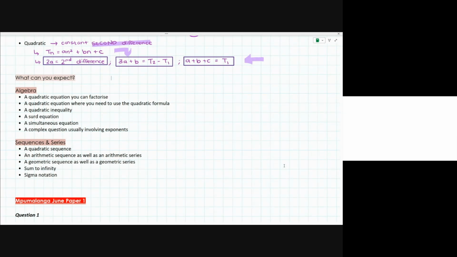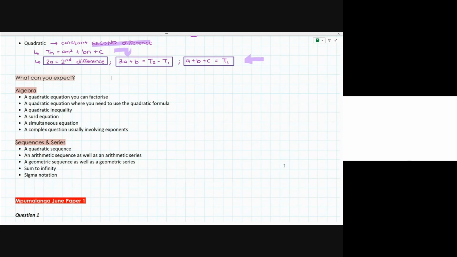You then get a quadratic inequality, a surd equation, a simultaneous equation, and a complex question that, like I've already said, generally involves exponents. Your sequences and series question is generally going to be a quadratic sequence by itself, an arithmetic sequence as well as an arithmetic series. Sometimes they're a combined question, sometimes they're separate. Geometric sequence as well as a geometric series. Again, sometimes combined, sometimes separate. A sum to infinity question often comes up, so a converging series question, as well as a sigma notation. And like I say, sigma notation often is the more complex question that we generally get.